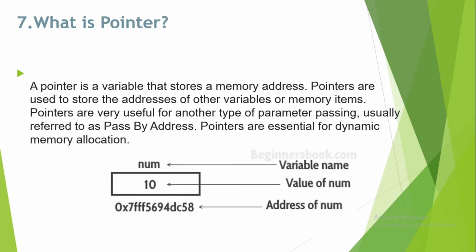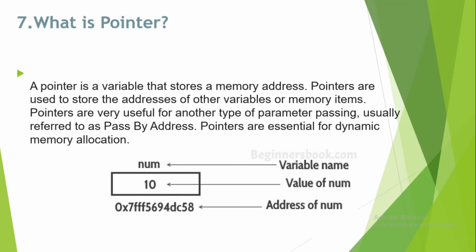So next question is what is pointer. A pointer is a variable that stores a memory address. Pointers are used to store the address of other variable or memory item. So basically we also use pointer to pass an address, and we can change the value of any particular variable using their address. So basically we use pointer for memory allocation.